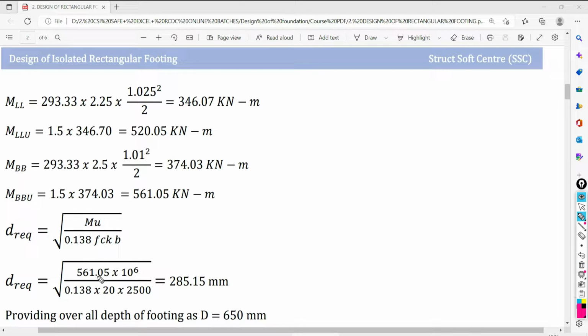So here, 561.05 into 10 raised to 6, divided by 0.138 multiplied by 20 into 2500. So you are getting the depth requirement as 285.15 mm. This is the depth required. Okay, the depth required for your footing as effective depth. It is not the overall depth, it is the effective depth. And I hope that you all understand what is meant by this effective depth.